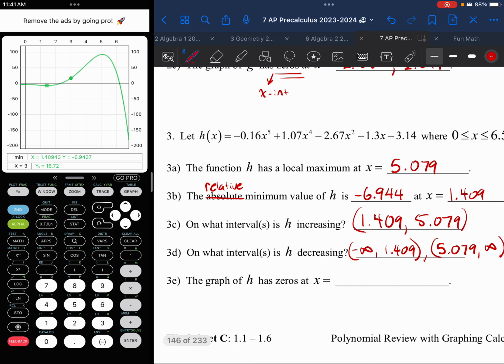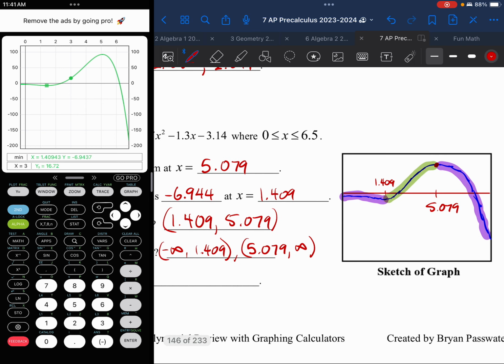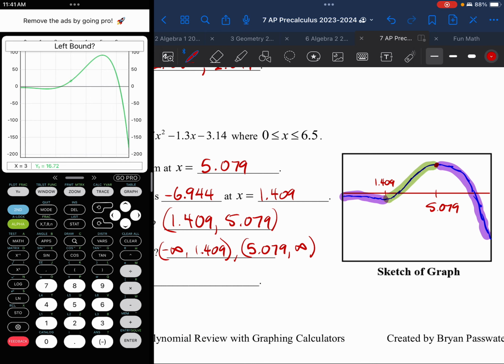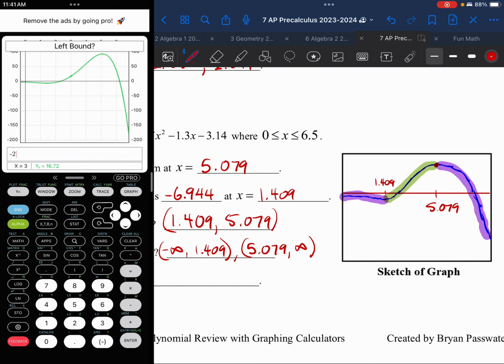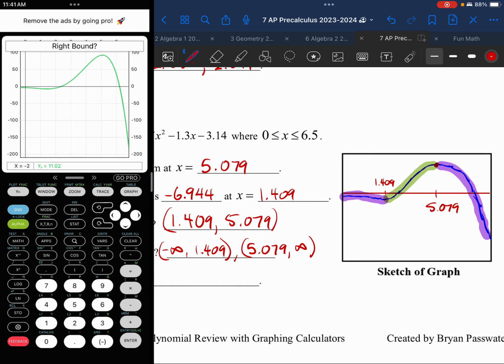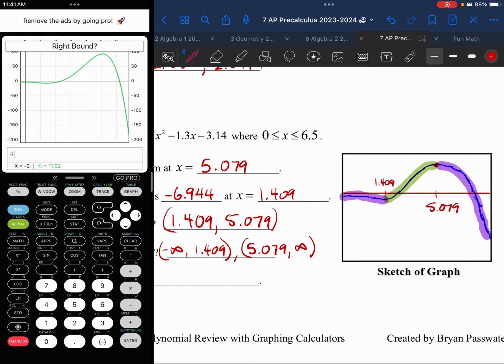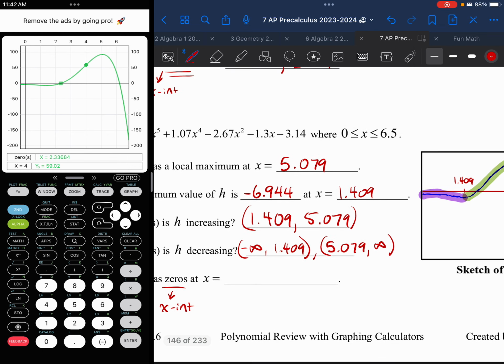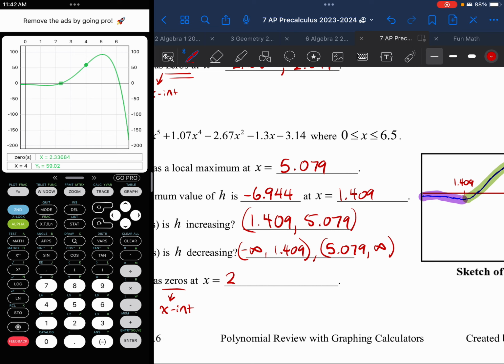And finally, we need to find zeros. Again, a synonym for zeros is our x-intercept. We need to do that with a calculator, so second trace and then hit option 2 for our zeros. My left boundary, I'm just going to make it -2. And my right boundary will make it 4. And I get this x-intercept at 2.337.